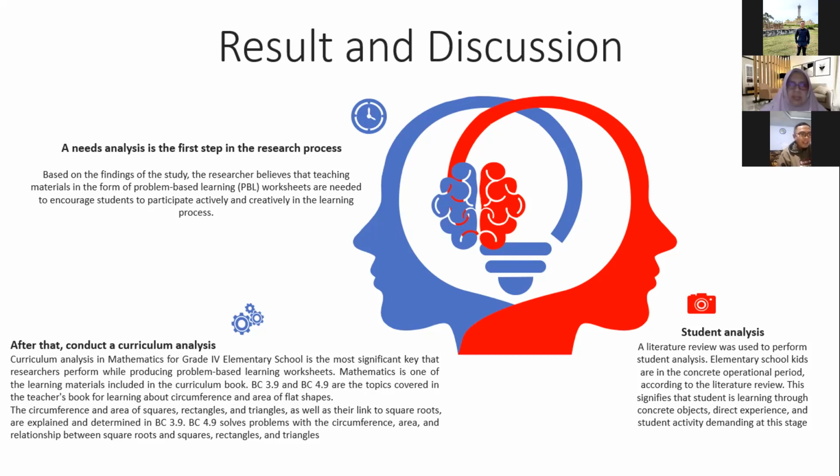The circumference and area of square, rectangle, and triangle, as well as their link to square root, are explained and determined in basic competency 3.9 and basic competency 4.9. Solve problems with the circumference, area, and relationship between square root and square, rectangle, and triangle.